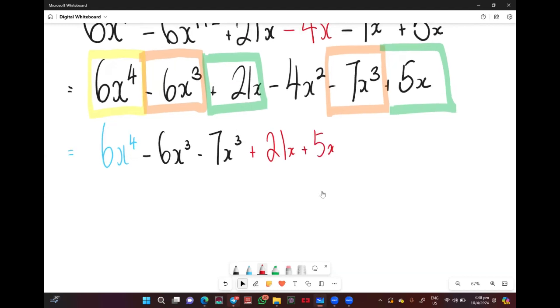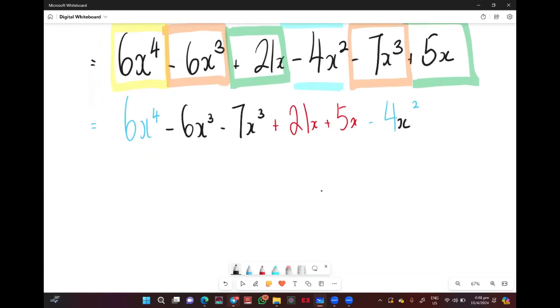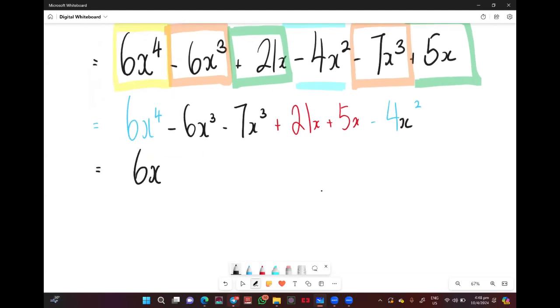Finally, we have the last one, which is negative 4x squared. Can you see or not? All right, negative 4x squared. Of course the first one, again, no difference. But it is the second one, which I'm going to box up in orange for you to see. Can you see it over here?